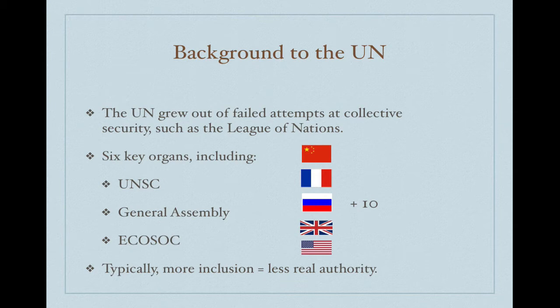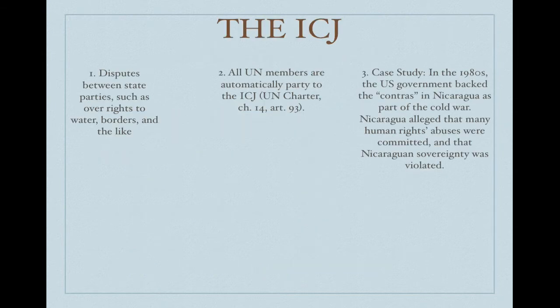The General Assembly has wide but limited powers, but ECOSOC has an ever-growing set of powers, including authority throughout the WTO, or the World Trade Organization. Typically, at the UN, the smaller the group, the more real power it has. The International Court of Justice, meanwhile, is designed to deal with international law disputes between UN member states, but not between individual citizens or between citizens and their governments.